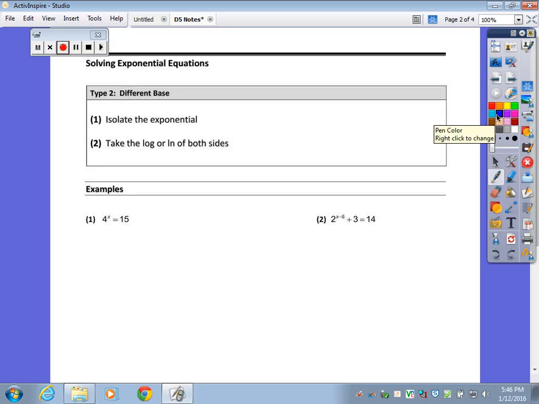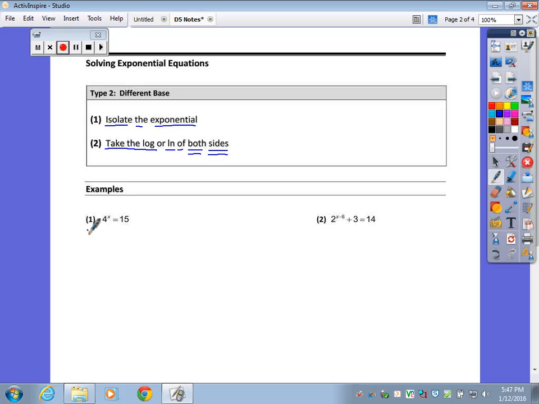And your strategy is this. Step 1, isolate the exponential piece. And then step 2, take the log base 10 or the natural log base e of both sides. So let me show you how that works. So looking at this first problem, 4 to the x equals 15. Well, a 4 and a 15 cannot be made to have the same base. So there's nothing I can do. I'm completely stuck. I can't figure out what that x is.